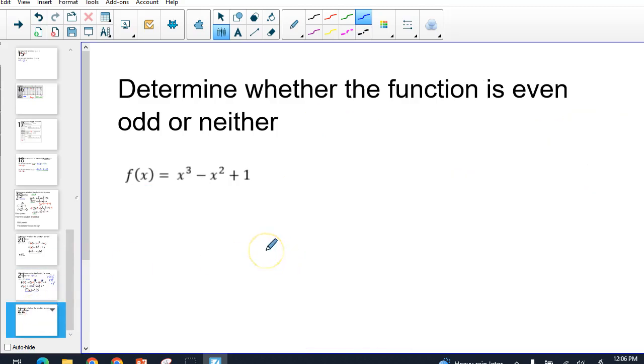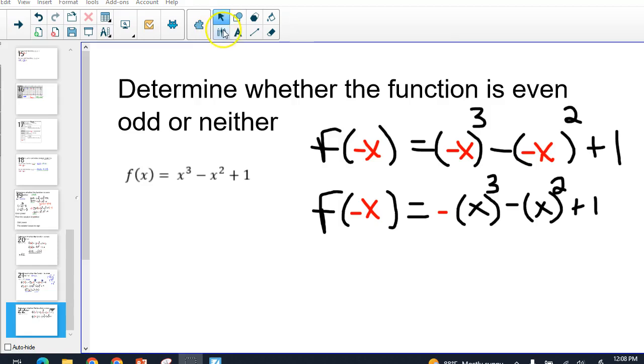All right, let's do one more. Give this a go. Plug in negative x. See if we can find any of those patterns. Okay? We all had a chance to give this a go. If I plug in negative x, we have one odd power here, which means our negative is going to come out. And we have one even power, so our negative is going to go away.